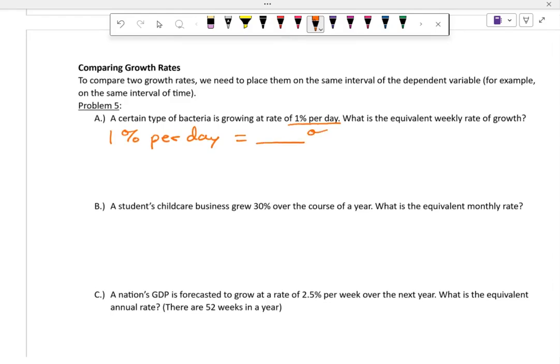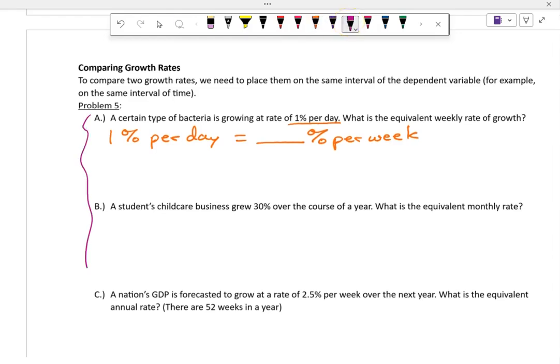So what percent per week would that be? And no, unfortunately, it's not 7. That would make it nice, right? That'd be easy, but it's not. Okay? So what do we need to do to find that out?